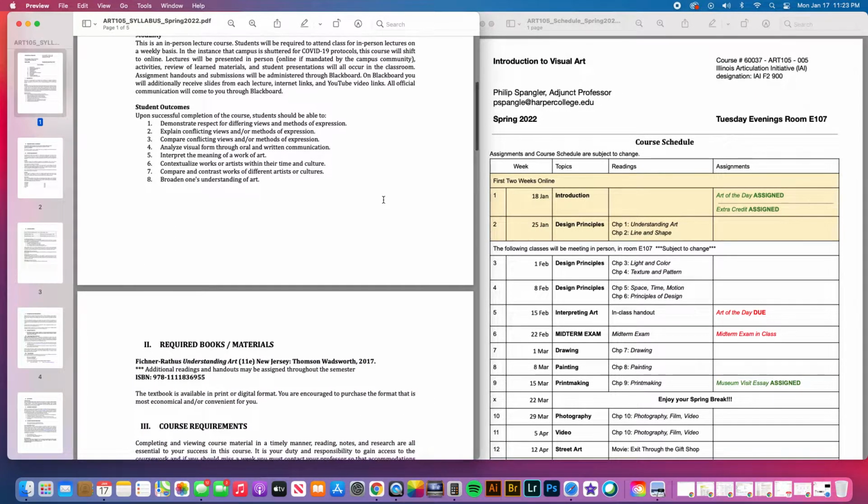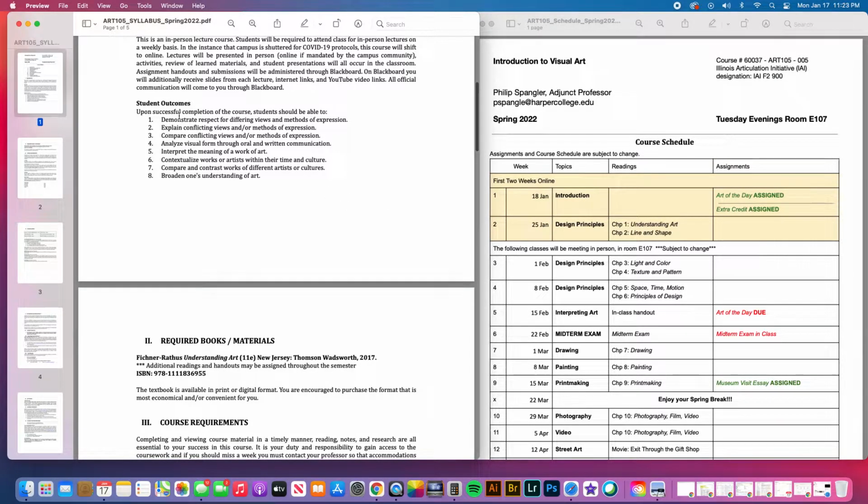So these are the student outcomes. Upon successful completion of the course, students should be able to demonstrate respect for differing views and methods of expression, explain conflicting views and/or methods of expression, compare conflicting views and/or methods of expression, analyze visual form through oral and written communication, interpret the meaning of a work of art, contextualize works of artists within their time and culture, compare and contrast works of different artists or cultures, and also broaden one's understanding of art.